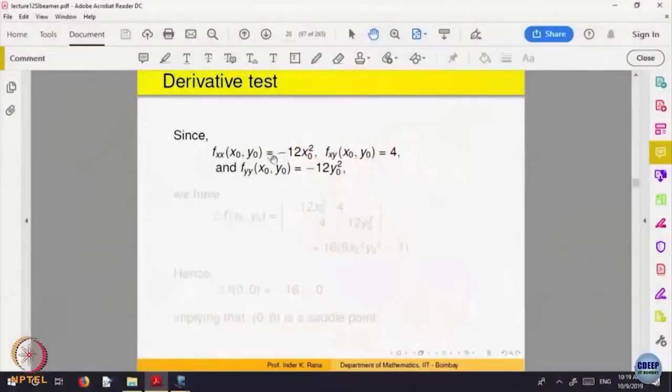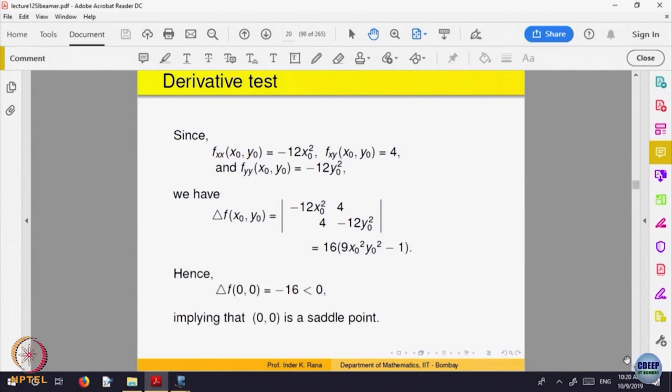So, let us try to see whether the test is applicable or not. Let us compute the discriminant. If you find the second derivatives, fxx is minus 12x^2 and fxy is 4. That gives me the discriminant at any point, right. Now, we have to compute it separately at the points (0,0), (1,1) and (-1,-1). Let us look at the point (0,0), when x is 0, y is 0. These two terms are 0. That gives you a negative term, minus 16. So, directly you can say (0,0) is a saddle point, right, when you compute the discriminant.